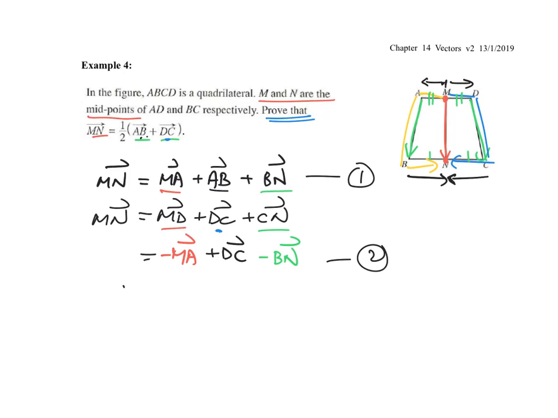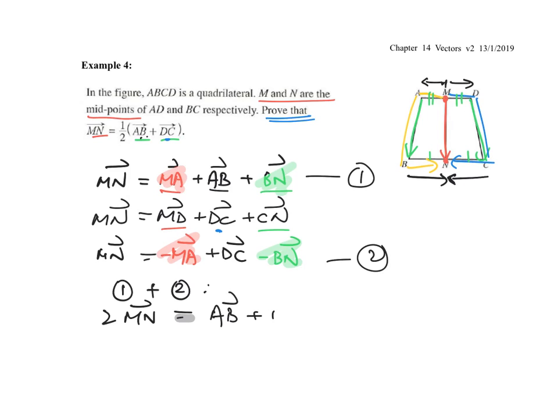Then you will see that when we have 1 plus 2, it's talking about the MN vector itself, so we have a double. And now it's very good because MA vector minus MA vector is gone, BN vector minus BN vector is gone. Coming up, you have only AB vector and DC vector left in the expression, and it comes to the result.